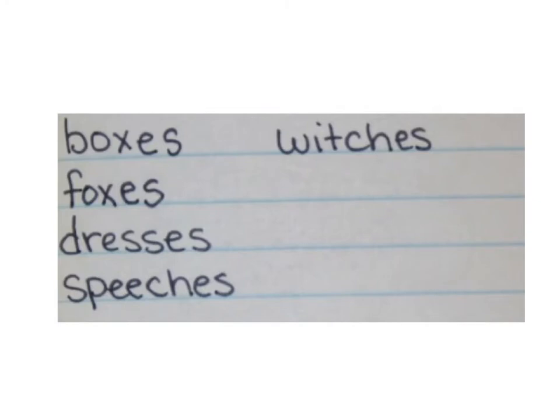So the word box is normally spelled B-O-X. But because I know that the rule, if a word ends in an X, is that I have to write ES at the end, it becomes boxes. Notice how that also happens in the word boxes. Dresses has the double S, and speeches and witches end in CH.